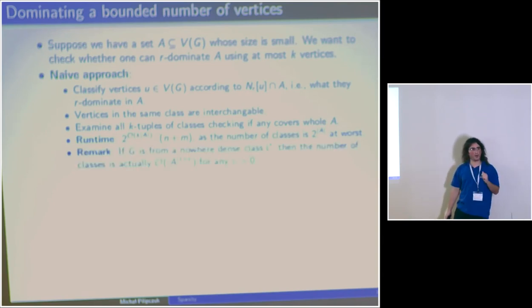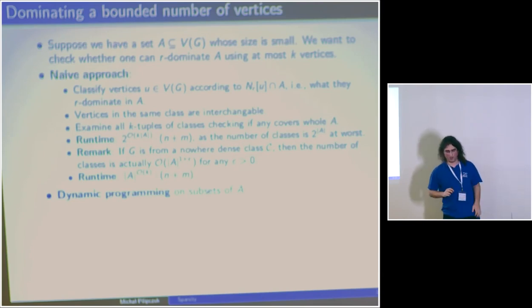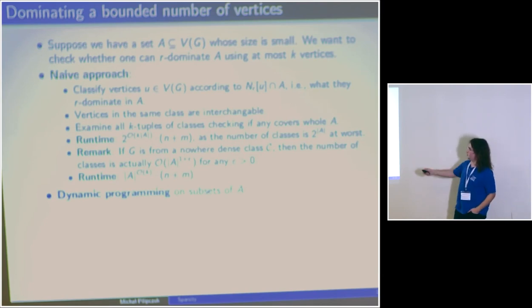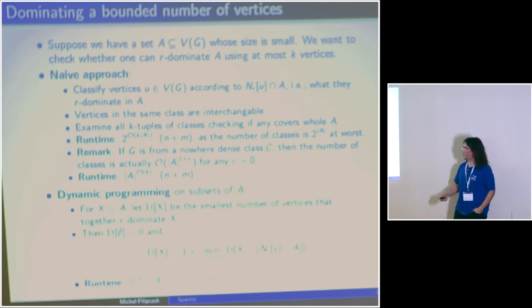However, now sparsity magic comes into play. Actually, this number of classes, by this neighborhood complexity characterization, will not be exponential in |A|, but it will be almost linear. So actually, this running time is like |A| to the power of order k. Yeah? Good. If you are familiar with dynamic programming on subsets, I will not go into the details because we will use this algorithm. You can make a simple dynamic programming on subsets for this with running time 2 to the power |A|, but it will turn out that actually this running time will be better for us.